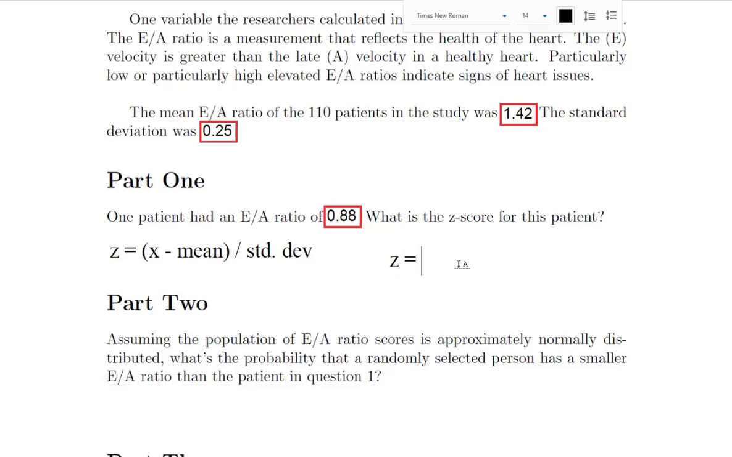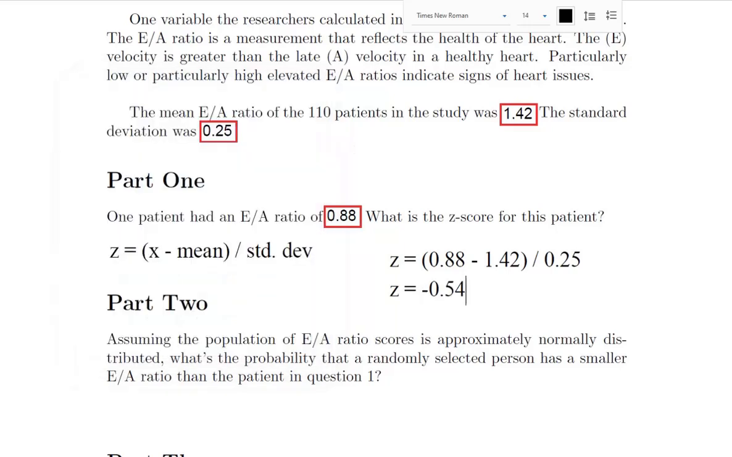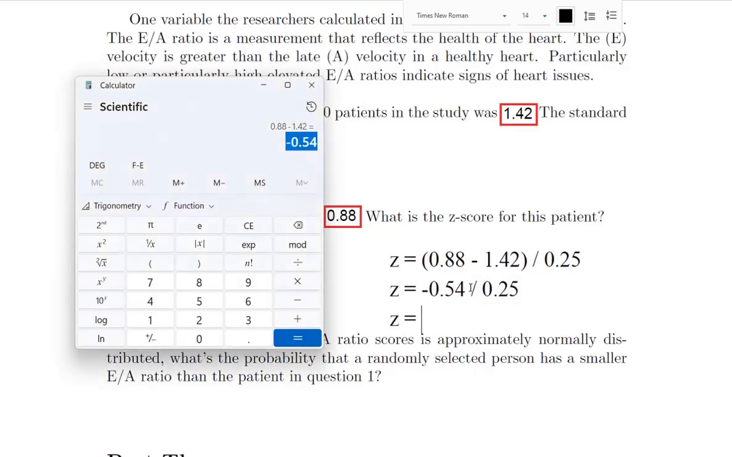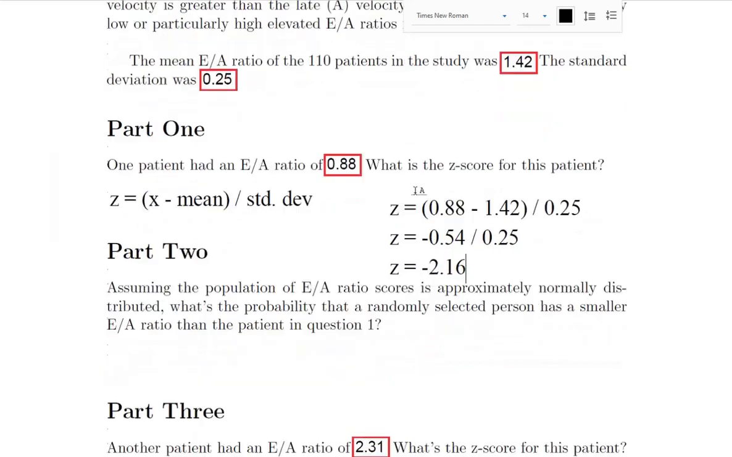So for this problem, I've changed the numbers. My value I'm trying to convert to a z-score is 0.88. The mean of my patients is 1.42, and the standard deviation is 0.25. So it's important to do the numerator first in the z-score formula, right? Which I've emphasized with parentheses there. Got to do the parentheses first and then conduct the division. Okay, so if I divide those two, I get negative 2.16. So that's our z-score for part 1.